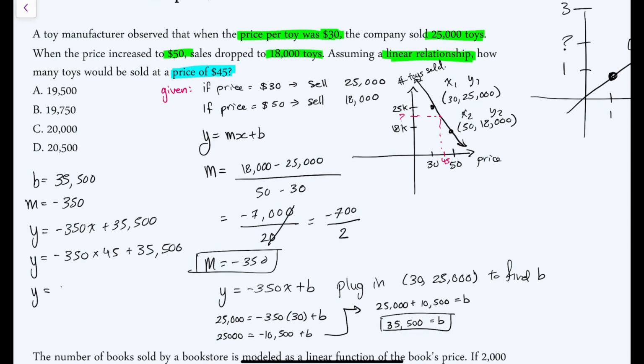Y is equal to negative 15,750. And we're going to add 35,500. Add those two up. Y is equal to 19,750. So what we just calculated is this value here when our price is 45.